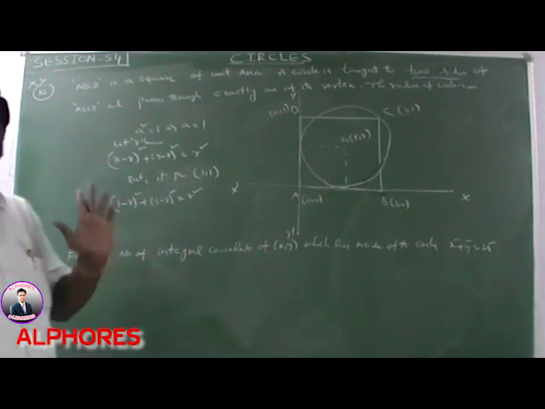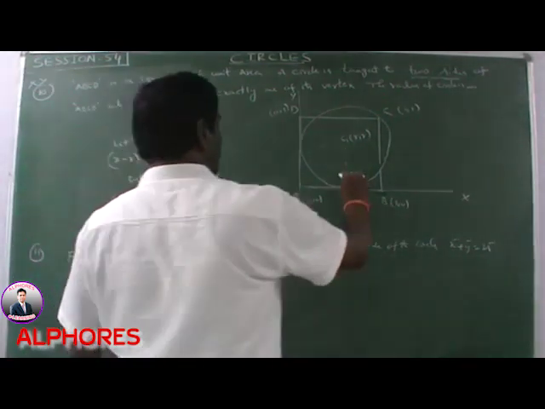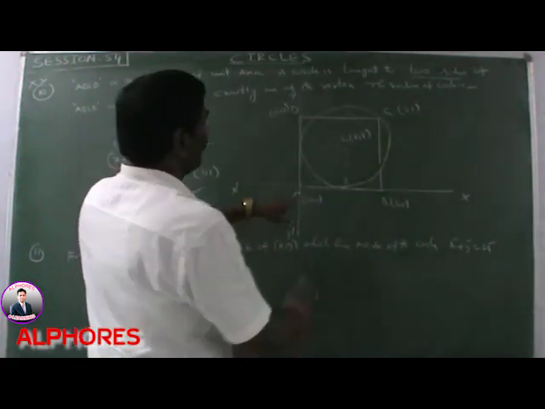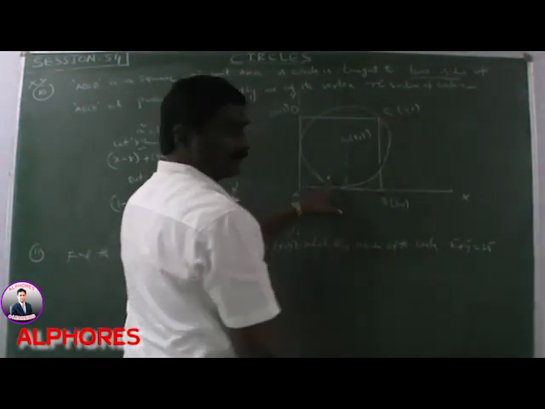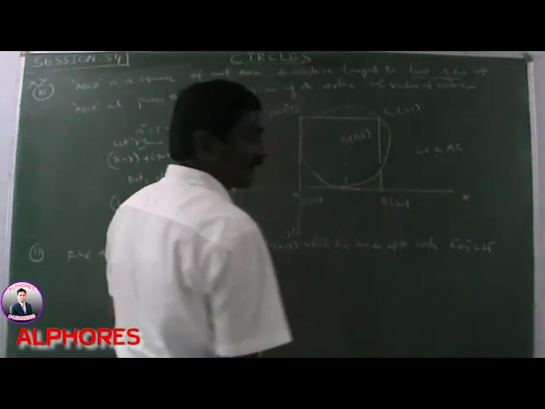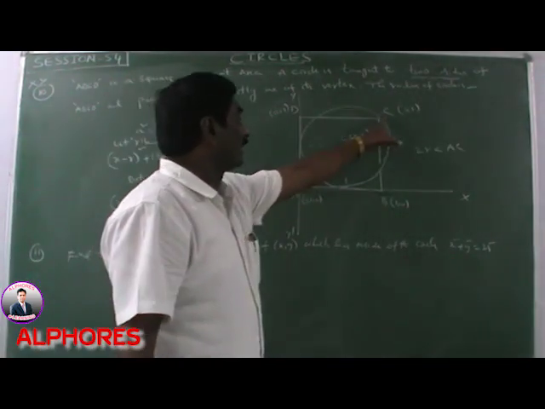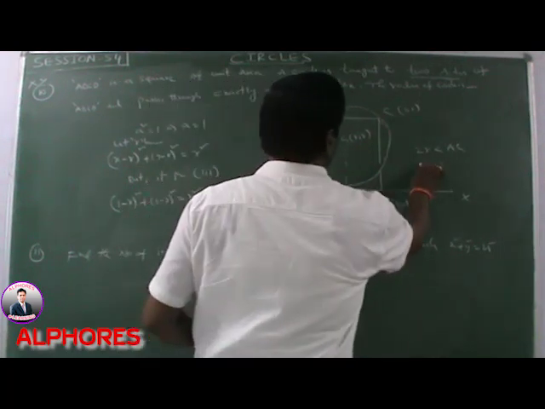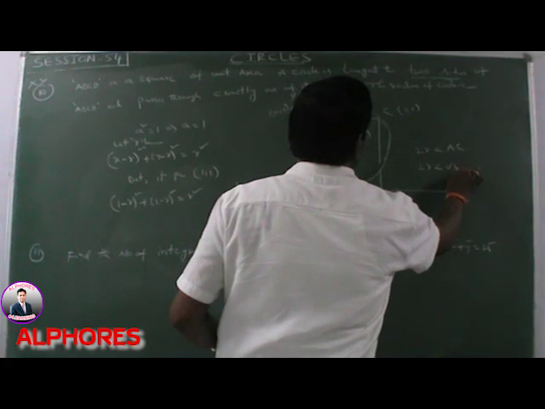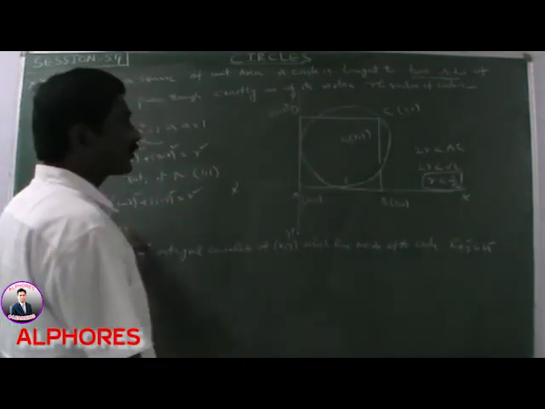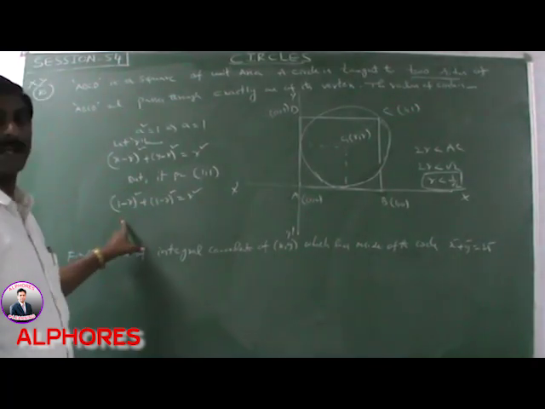But what is the radius? Please observe this point, join this value. This length is nothing but 2R. But 2R is always less than AC. The diameter of the circle is always less than AC. 2R less than AC means root 2, so R is less than root 2 by 2, which means 1 by root 2. Out of these values, the value which is less than 1 by root 2, we take as the radius.